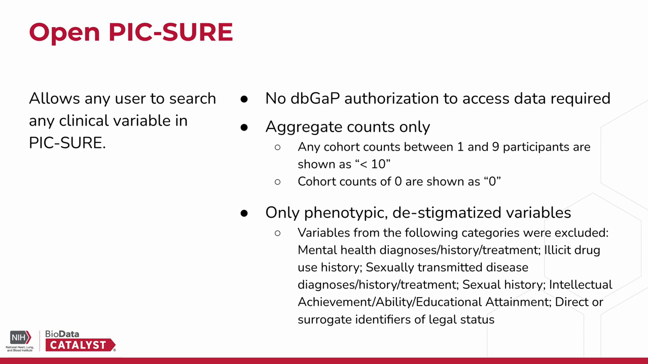Because there is no authorization required to use Open PIC-SURE, there are some pieces that have been implemented to protect participant-level data. The first is that only obfuscated aggregate counts of the participants are returned. This means that if less than 10 participants meet the inclusion criteria, it will be shown as less than 10. However, if no participants meet the inclusion criteria, the count will be shown as 0. Additionally, only phenotypic destigmatized variables are available for search. NHLBI has defined variables from the categories listed on the screen as sensitive information that should be excluded from Open PIC-SURE.